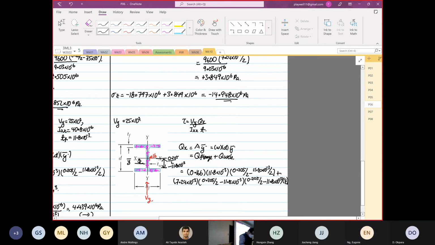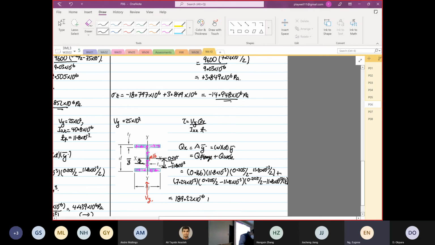So this will be equal to 0.205 divided by 2 minus 11.8 times 10 to the power minus 3 divided by 2, times 11.8 times 10 to the power minus 3, times 0.166, which is equal to 189.22 times 10 to the power minus 6. I'll do it again, and it is 189.22.